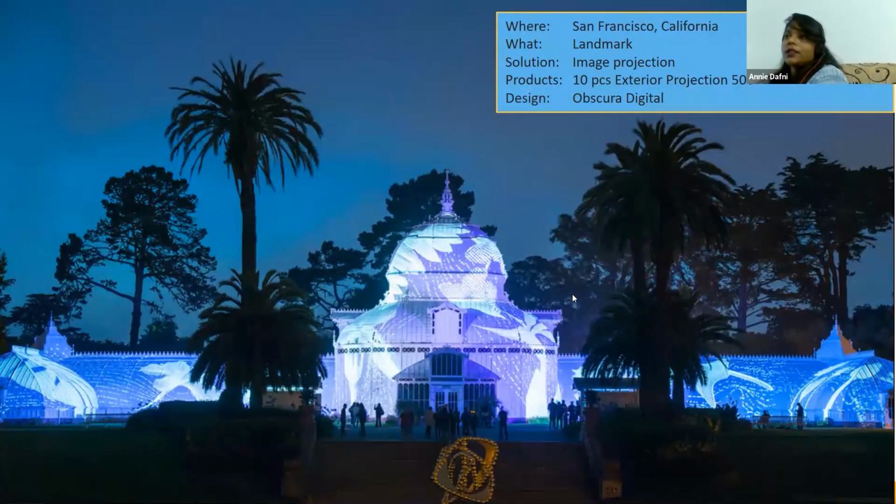So this is actually the San Francisco Flower Conservatory in California, where we've used 10 pieces of Exterior Projection 500. Here again, the 3D model of the entire structure was actually made, and all of the flowers that are projected are actual flowers which are in the conservatory, and even butterflies that visit the conservatory were used. These images were actually warped and made into stencils, and then projected onto the building. So there is a base layer of wash, and on top of that, the exterior projection is an add-on layer.